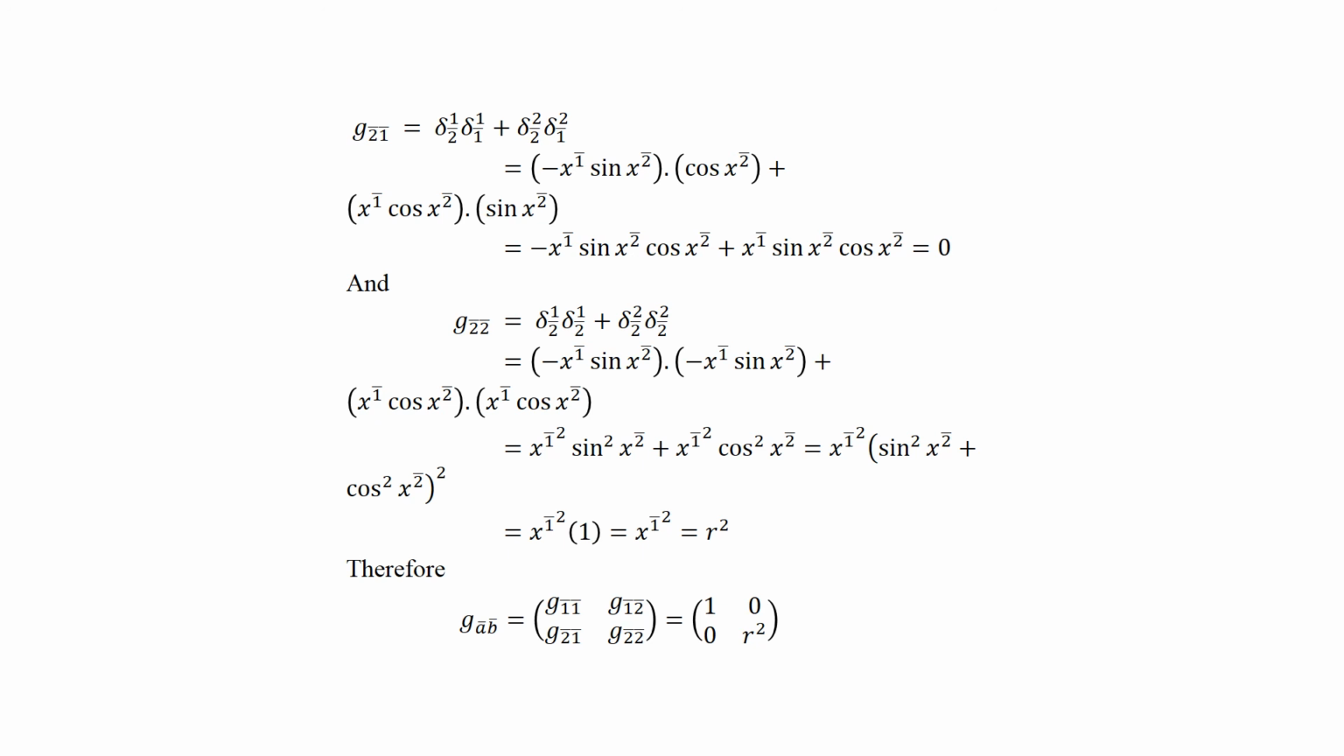Therefore, g a bar b bar, written in matrix form, g1 bar 1 bar, g1 bar 2 bar, g2 bar 1 bar, g2 bar 2 bar, substituting the values of all four parameters, we get 1 0 0 r square. So it's the end of the question. We take the transformation of gab into g a bar b bar. Interestingly, gab is 1001 and g a bar b bar in polar form is 1 0 0 r square. So we move to the next question.